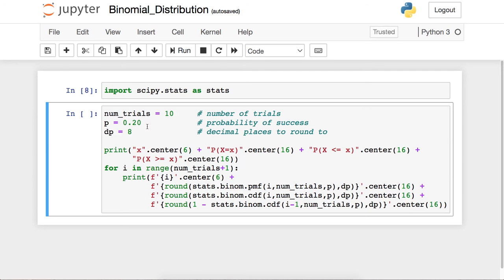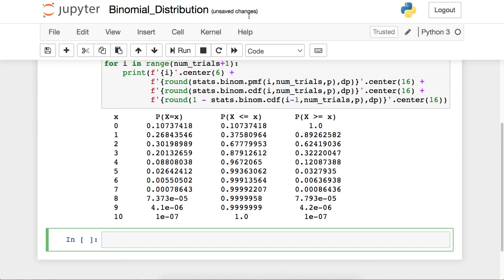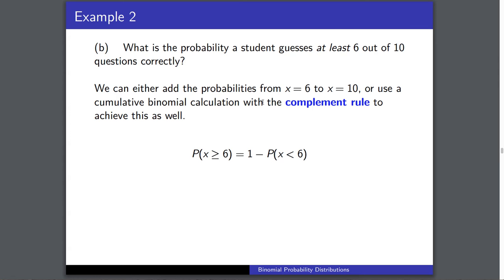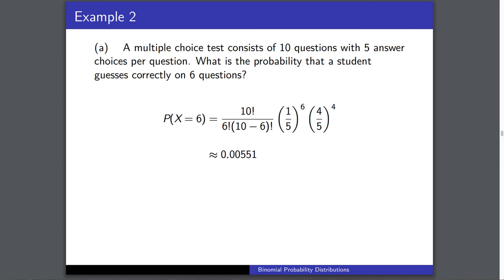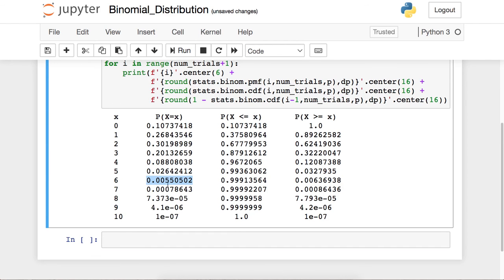Once we run this, it's going to give us a table. I'll just show you what it looks like here. Okay, so here's our table. If we go back to our first question, it asks, what is the probability of getting exactly 6 out of 10, which was 0.00551. So if we look down this list, getting exactly 6 out of 10, 0.0055, and this goes a few more decimal places than that one did. But you can see you get the same answer just from x equaling 6.